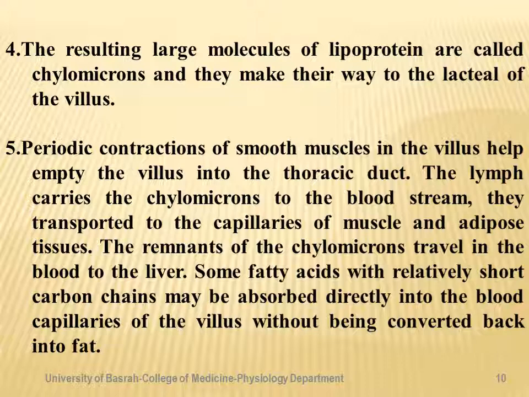The periodic contraction of the smooth muscle of the villi helps to empty this lymphatic into the thoracic duct, and the lymph carries these chylomicrons to the bloodstream, and then they are transported to be stored in the muscle, in the adipose tissue, and in the liver, and the remnants of the chylomicrons travel in the blood to the liver.